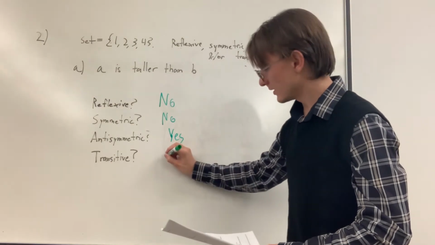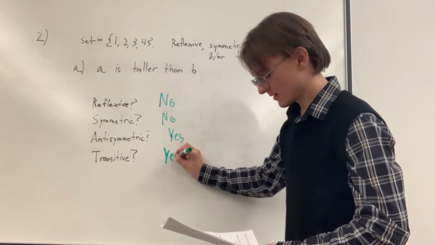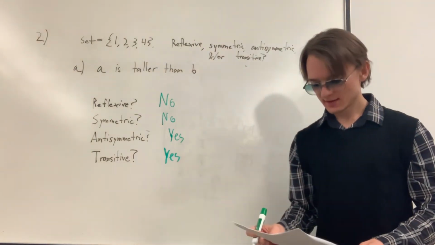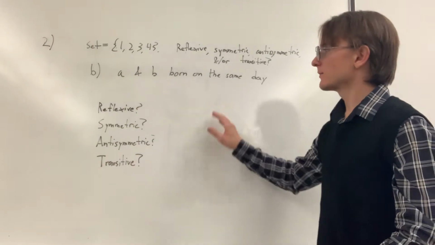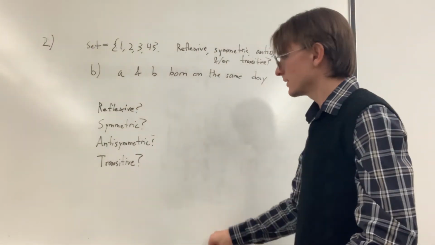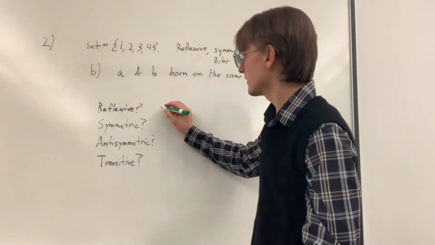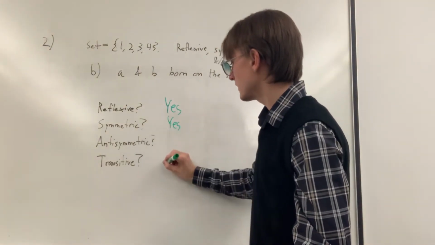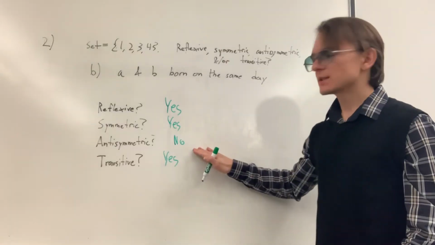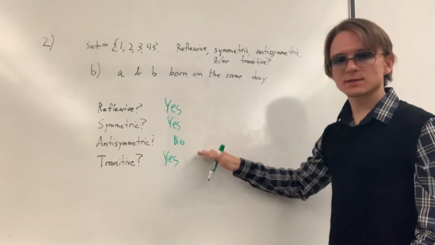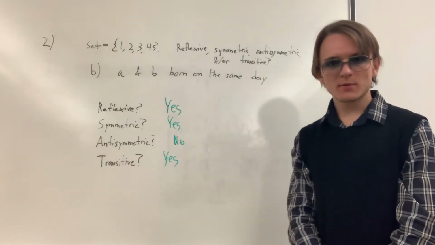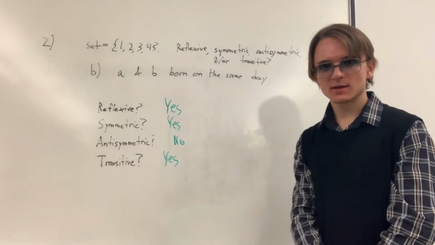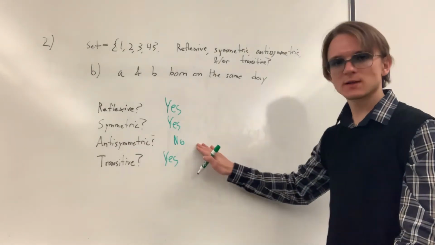And transitivity, yes. Because if A is taller than B and B is taller than C, then certainly A is taller than C, right? Okay, A and B are born on the same day. It makes sense to say that A and A are born on the same day. So yes, it's reflexive. It is symmetric. It is transitive. It's not antisymmetric for the same reason it is symmetric. A and B can both be born on the same day, and you can flip it to say that B and A were also born on the same day, which would hold true as well. So it is not antisymmetric.